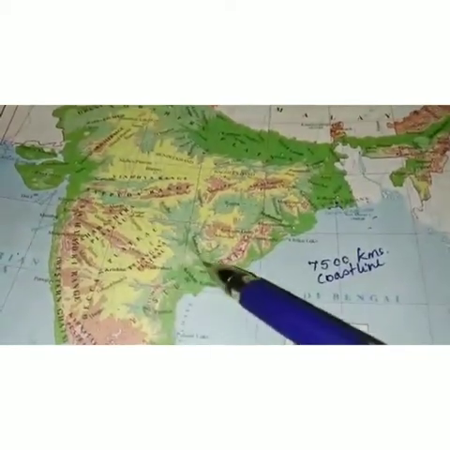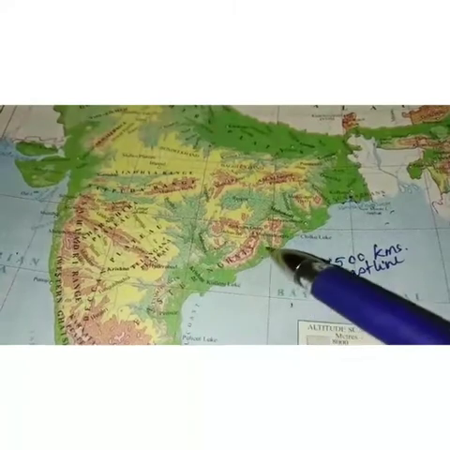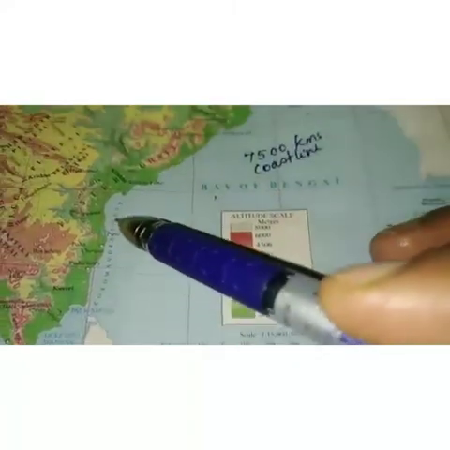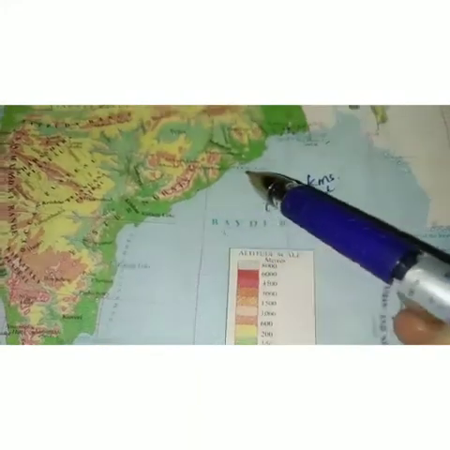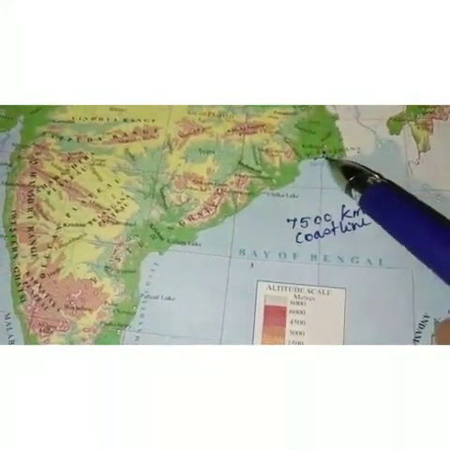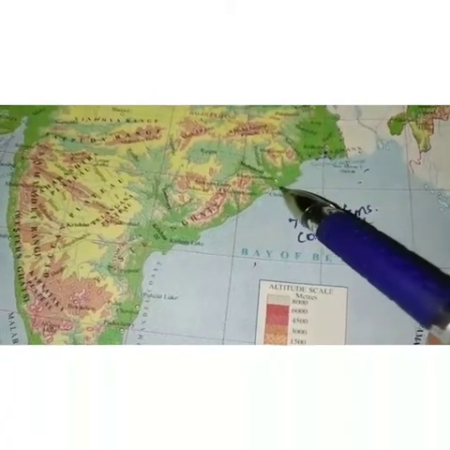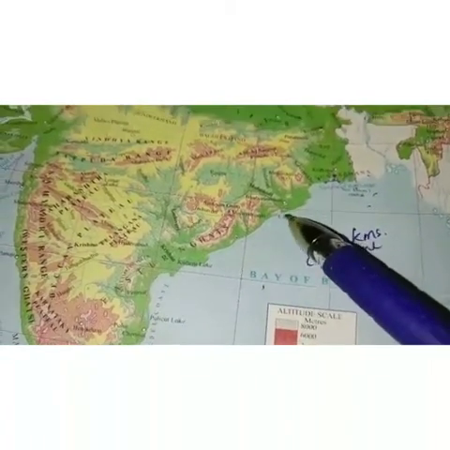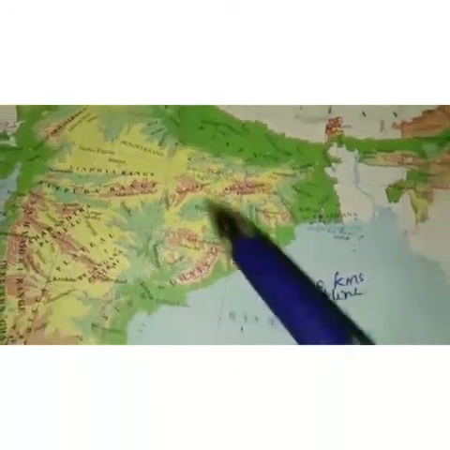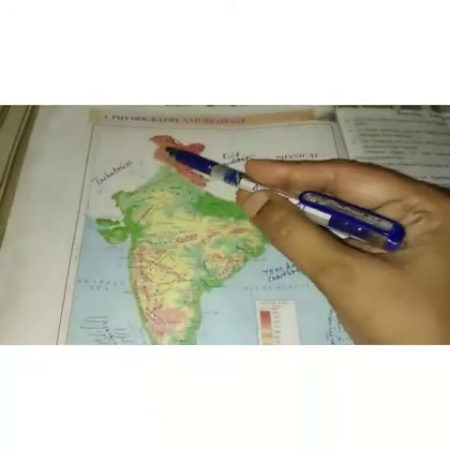The Eastern Coastal Plain is a wide strip which has a gentle slope. The rivers originating from the Eastern Ghats flow at a lower velocity and deposit the sediments here. As a result, there are deltas found in the Eastern Coastal Plain.